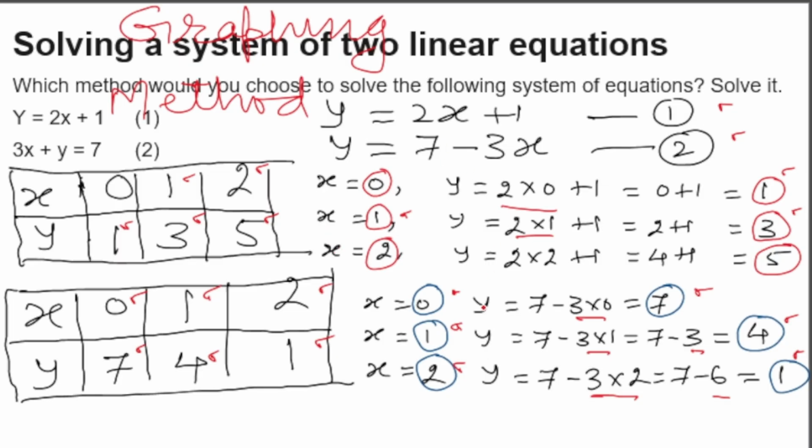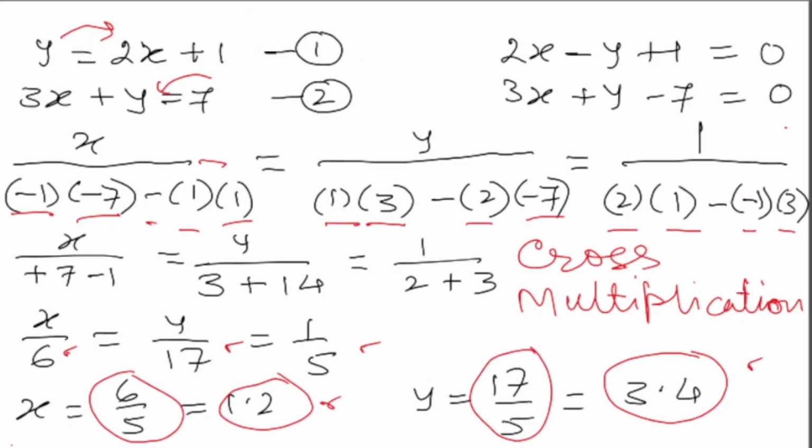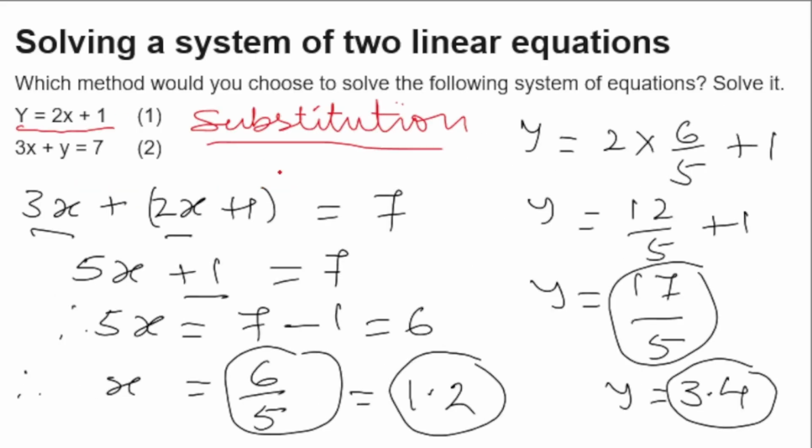First of all, we have to find values, then we arrange them in a table, and then we have to plot. And when we plot, we find the solution. This is the longest method. Cross multiplication is second longest. And elimination method is second longest. And the substitution method is the shortest for this type of question. So it will be better to use the substitution method for this question, right?